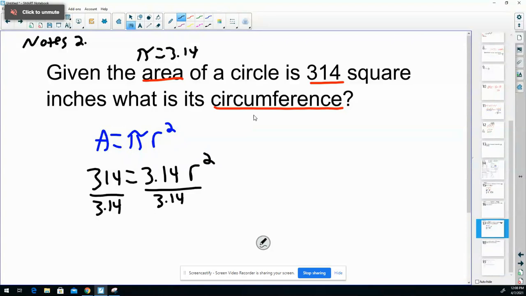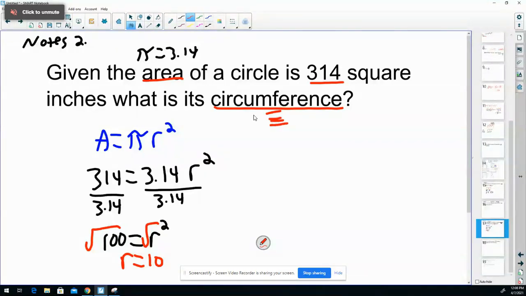Now if you're not sure, you can grab a calculator. 314 divided by 3.14 will give us what r squared is. So just remember to include the decimal point when you divide. It's 314 divided by 3.14, which is going to be 100. And it gives us r squared, but we don't want r squared. We want the radius to help us find the circumference. So we're going to take the square root of both sides to get the radius is 10.